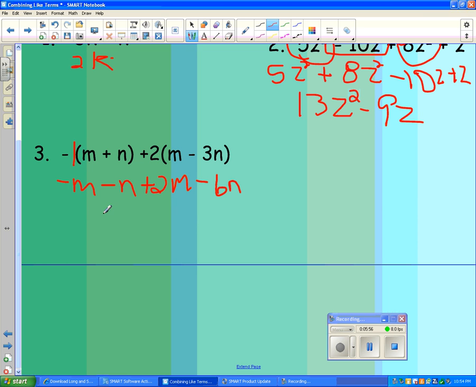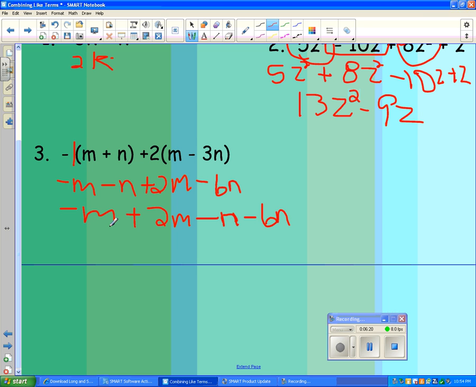Go with red. Let's reorder it so like terms are together. And we'll just put the minus m first. And then I've got the 2m, it's a plus 2m. Then I have a minus n and a minus 6n. So I'm just putting the neighbors next to each other. The m's are together and then the n's are together. And then going from left to right, I can combine like terms.